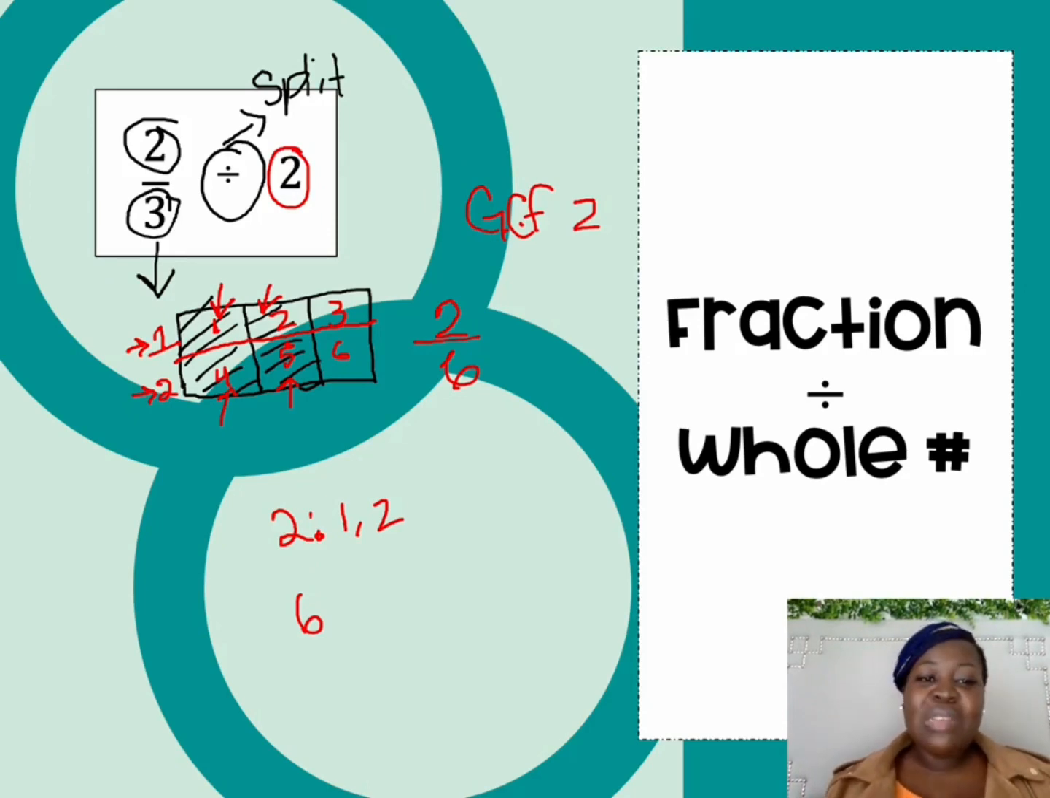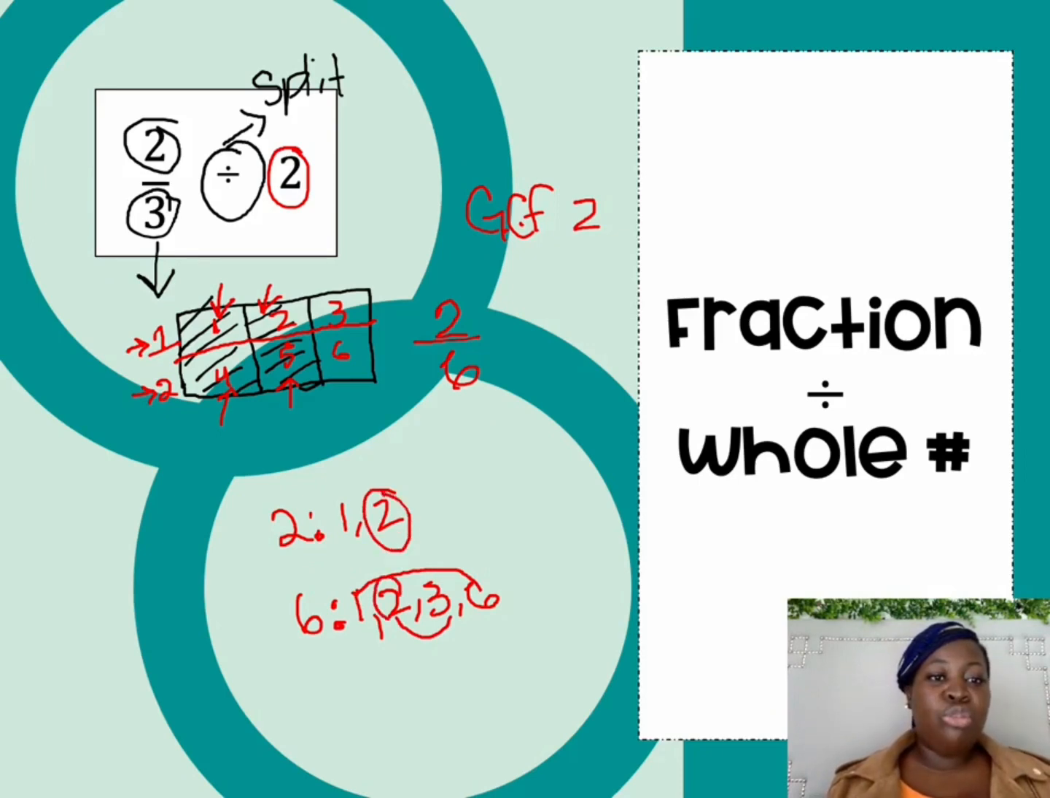And now we are going to look at 6. We have 1. We also have 2. We have 3. And we have 6. Because 1 times 6 is equal to 6, and 2 times 3 is equal to 6. And you can see that both 2 and 6 share the number 2.